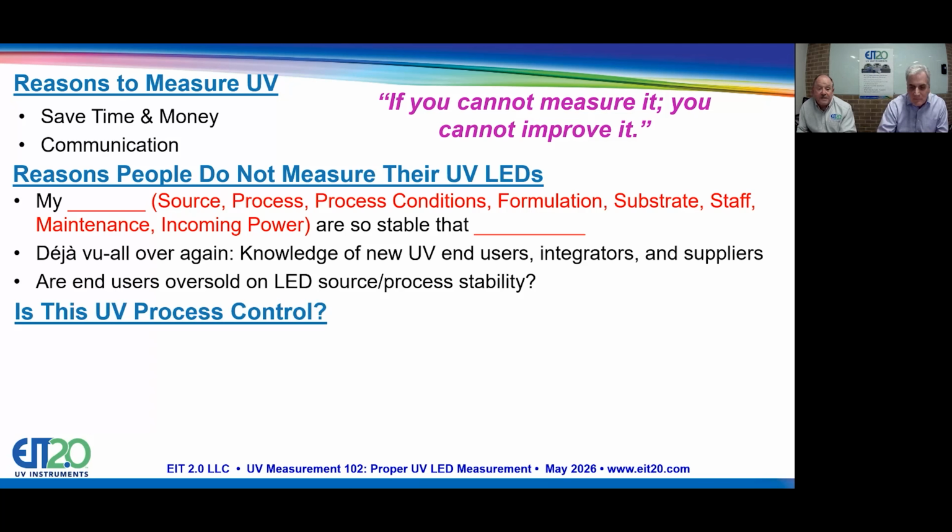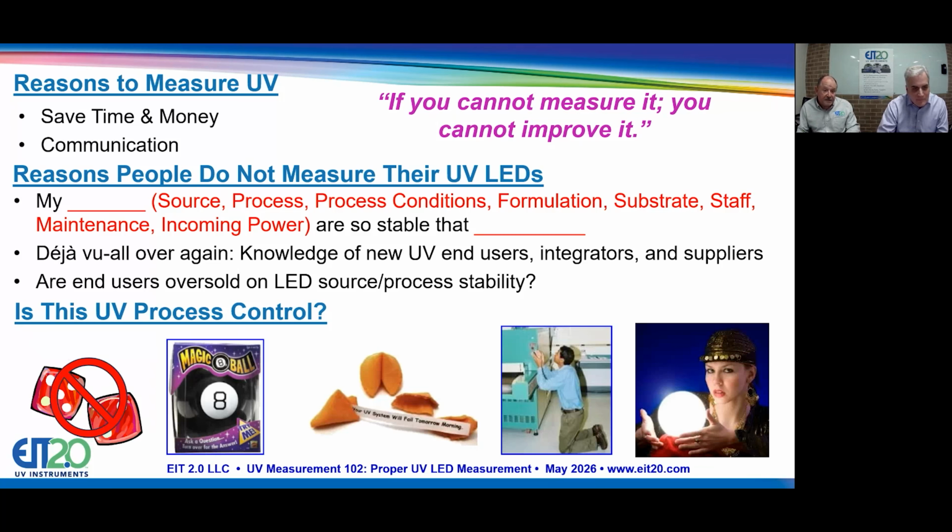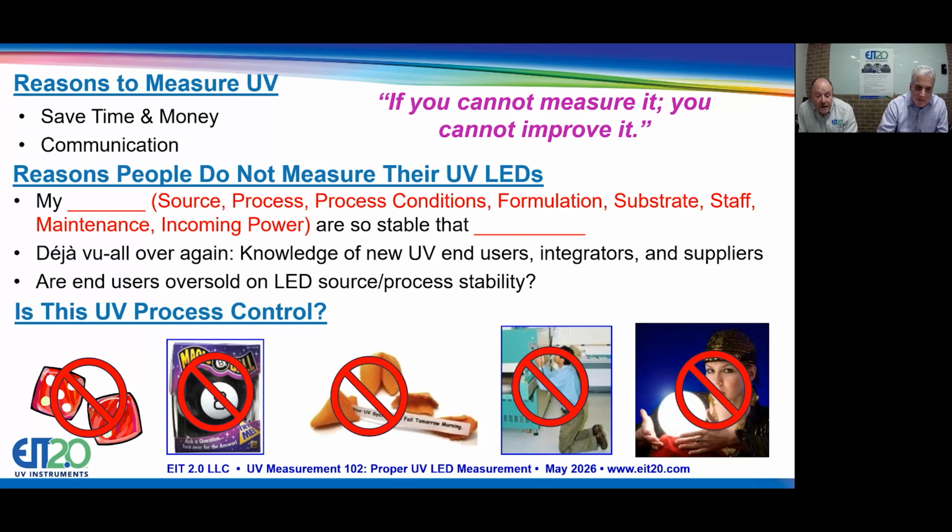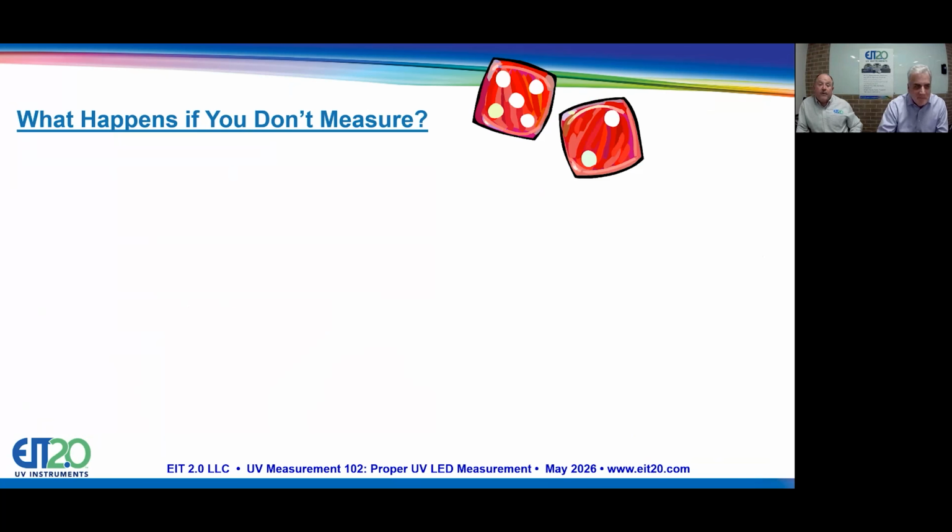So I want to ask you if this is process control here. If you want to roll the dice, have a magic 8 ball, look at that fortune cookie, whatever day of the week you prefer for religion, it doesn't belong in the UV lab, or in UV production. And maybe some of you may want to go to a fortune teller. But any of these are not what we would call proper process control. The big question is, what happens if you don't measure?